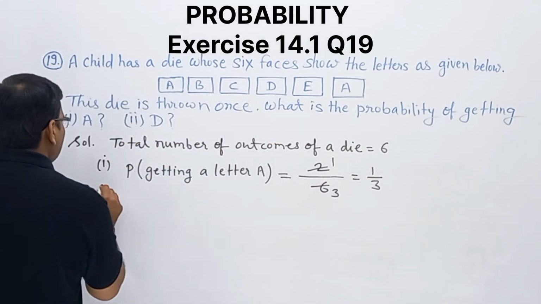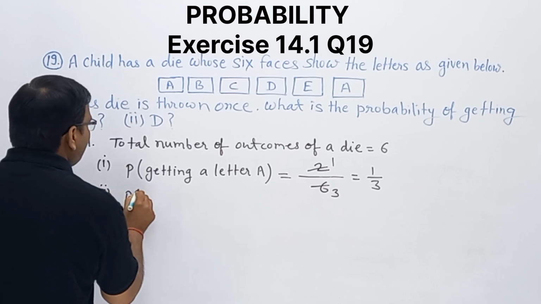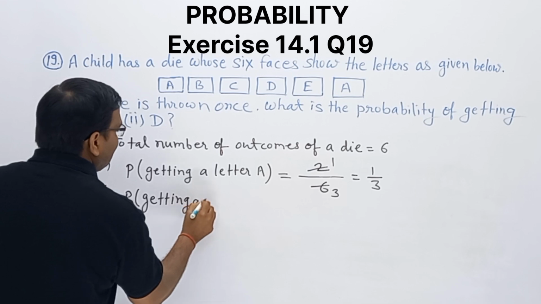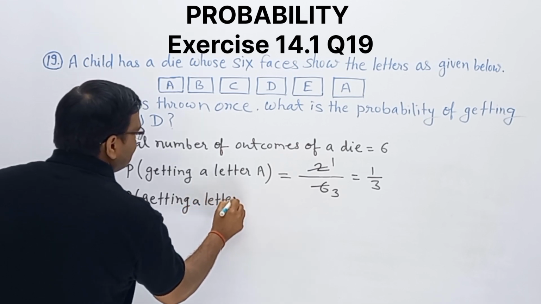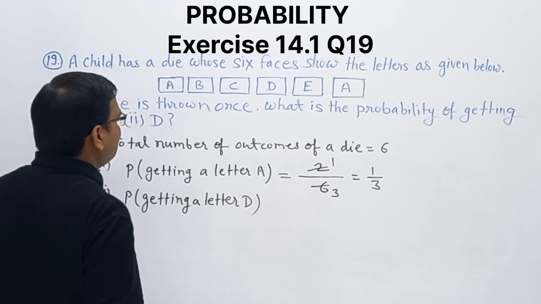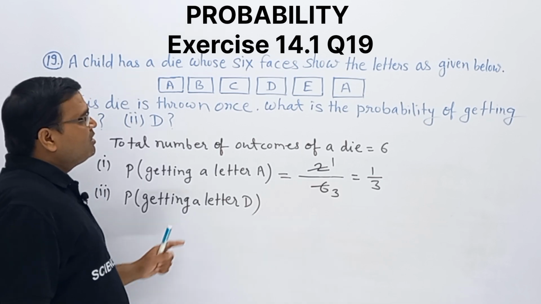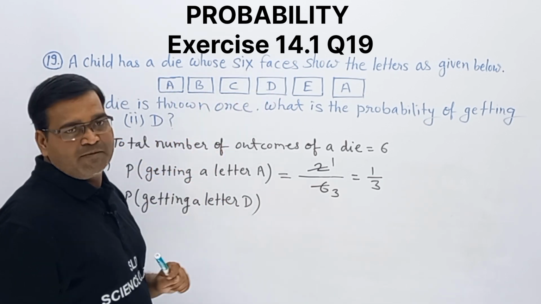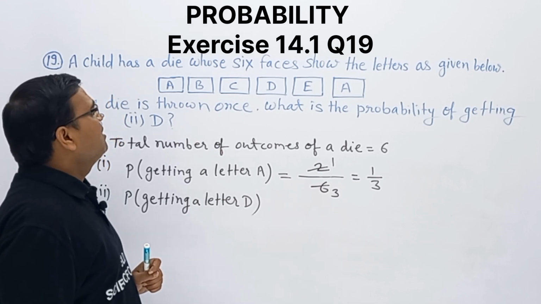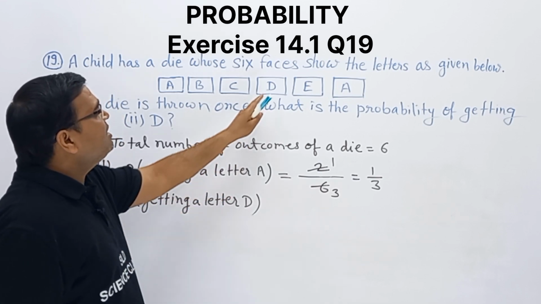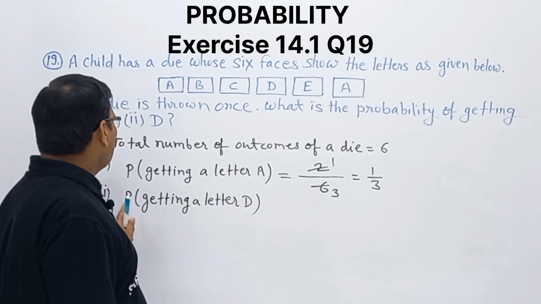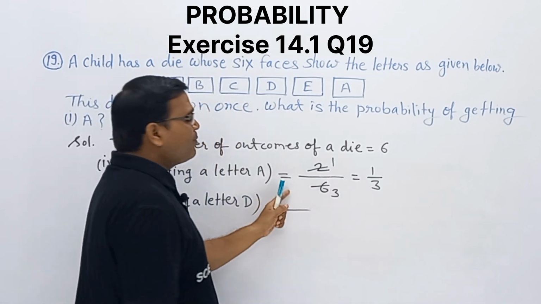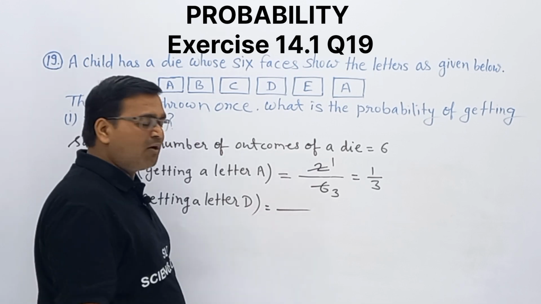Now the second one. What is the probability of getting a letter capital D? D we have on only one face. We have 6 faces on a die. Out of these faces, D is on only one face. So the probability of getting a letter D will be the number of favorable outcomes divided by total possible outcomes.